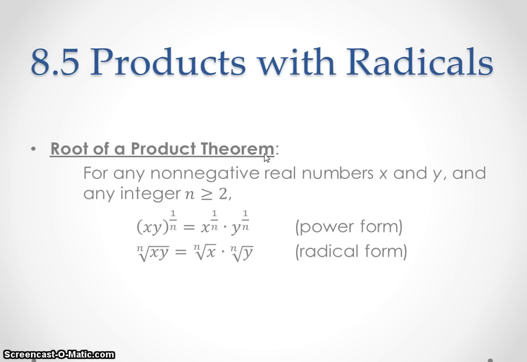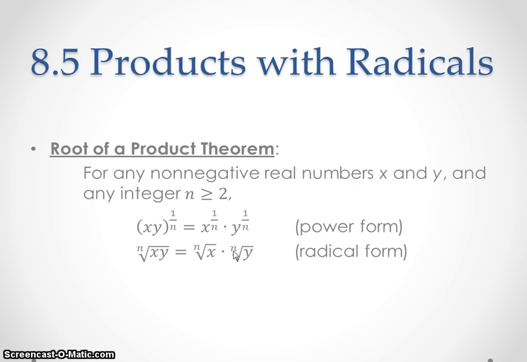You're going to want to make sure you write this down. It says for any non-negative real numbers x and y, so of course they have to be positive here, and any integer n being bigger than or equal to 2, we know this we already know about. When we have an exponent, we can distribute it to both bases here, and we can also do that with radical form here. We would say the nth root of x times y would be the nth root of x times the nth root of y.